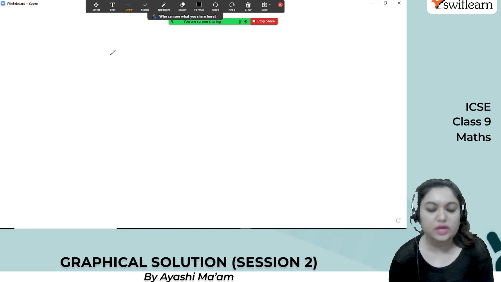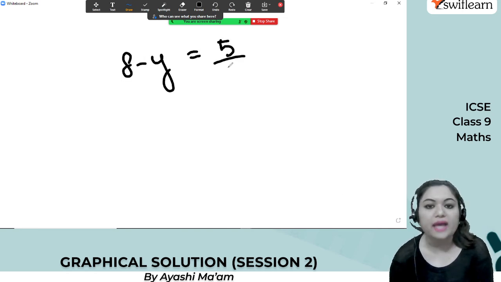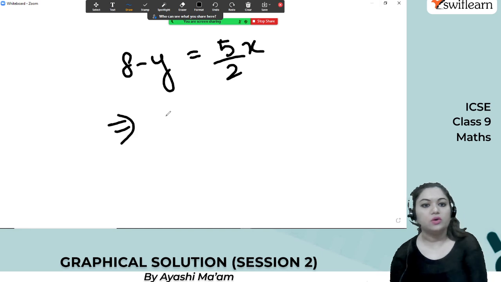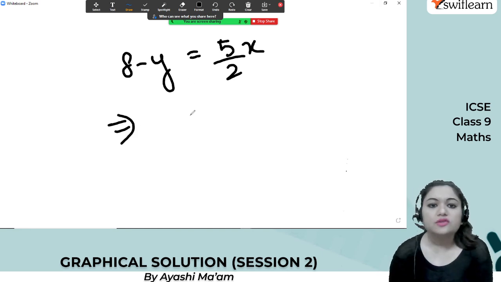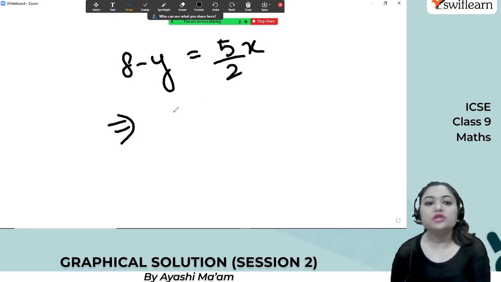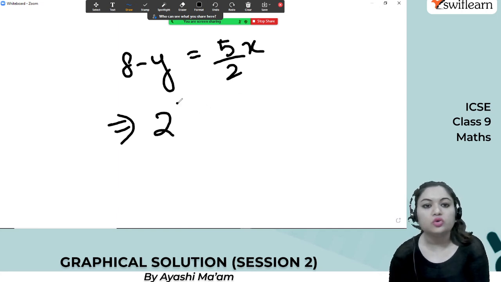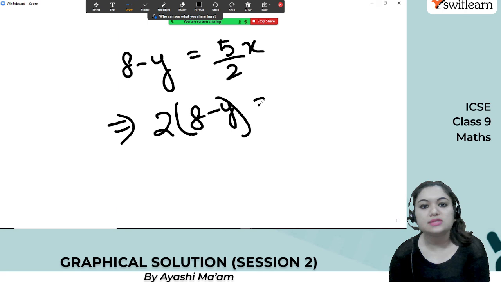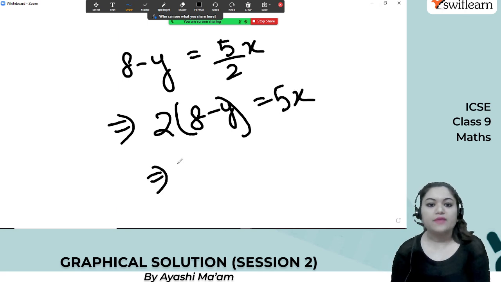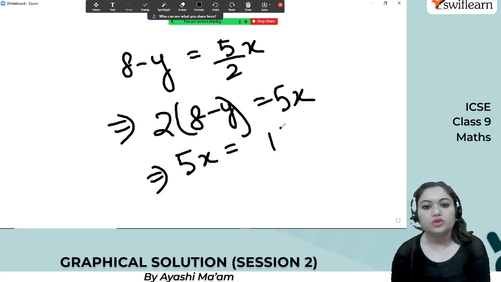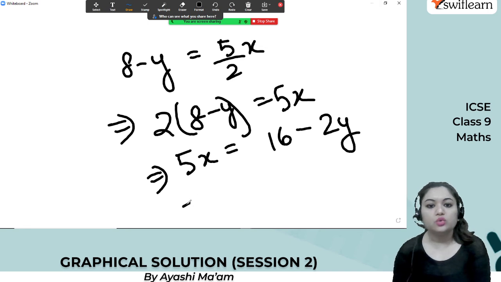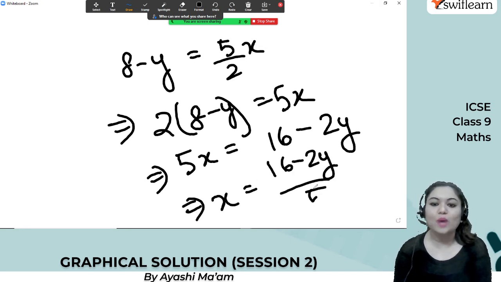Now the second equation given to us is 8 minus y is equal to 5 by 2x. Okay. So this means what? So we need to find out, so we are separating out x, right? So 2 into 8 minus y is equal to 5x. That means 5x is equal to 16 minus 2y. That means x is equal to 16 minus 2y by 5.